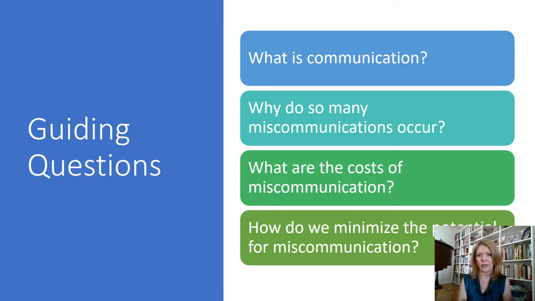So what is communication? And actually, when we say, oh, they had a problem with communication or they couldn't communicate, actually communication isn't the problem. The problem is miscommunication, right? Why do so many miscommunications occur? And that's the second question I want you to think about. And look at the word miscommunication. Quite literally, if you break that word apart, it's a communication that has missed. Okay, and that's the problem.